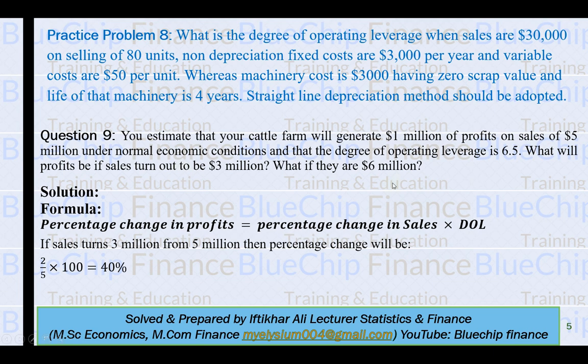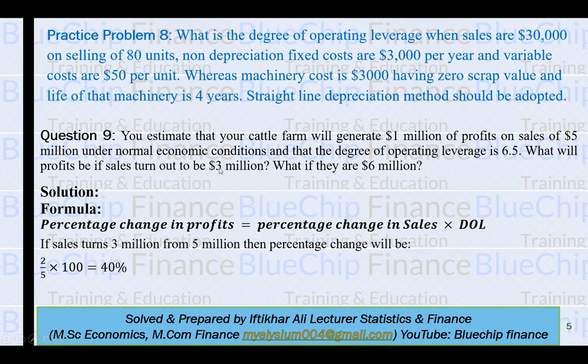So here is another way to look at the degree of operating leverage, that is, how we can use this to calculate the percentage change in profits. If you have two things, the percentage change in sales and the degree of operating leverage, then you can calculate your percentage change in profits. So in the first case, if sales turn out to be 3 million, what is the reduction?